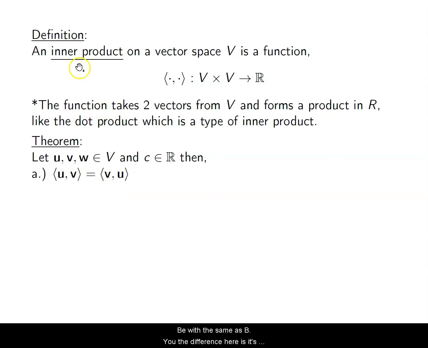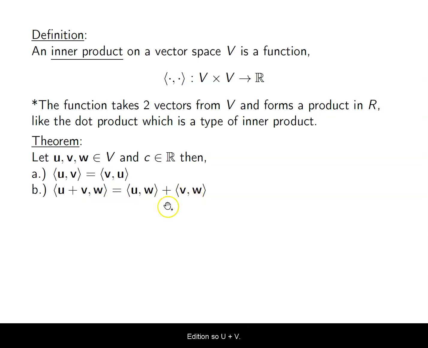Here, if I take the inner product with u plus v and w, the w distributes into this addition, okay? So u plus v inner product w is u inner product w plus v inner product w, right? So again, analogous to what we had for the dot product, okay? Here, if I have c times u inner product with v, I can pull the constant c out times the result of my inner product.